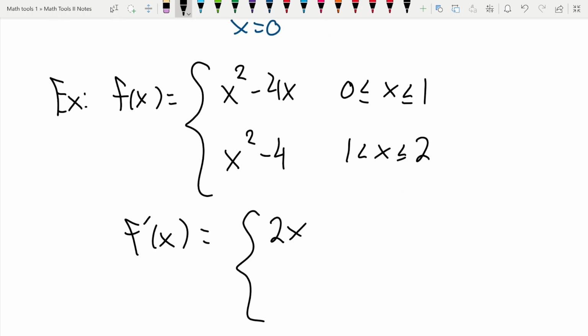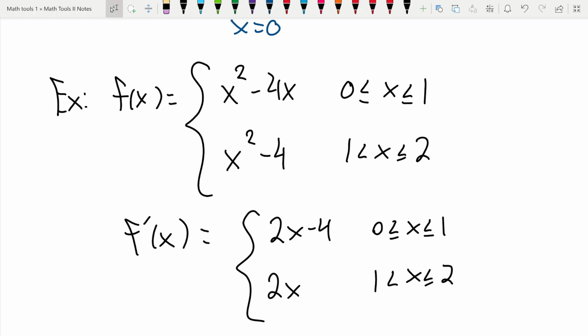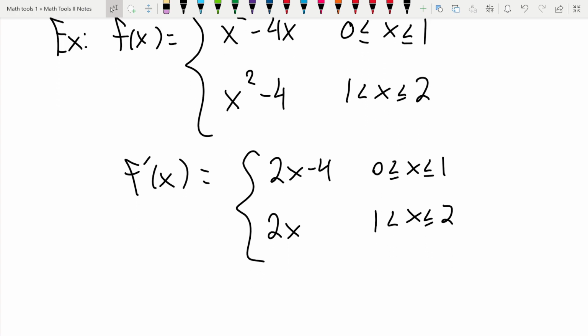So we'll get 2x minus 4 on this interval, and 2x on this interval. Now really on the transition point, we can't say that this is true at the transition point. We have to look at the transition point separately. So on 0 closed to 1 open, we can say it's 2x minus 4. And from 1 to 2, we can say it's 2x.